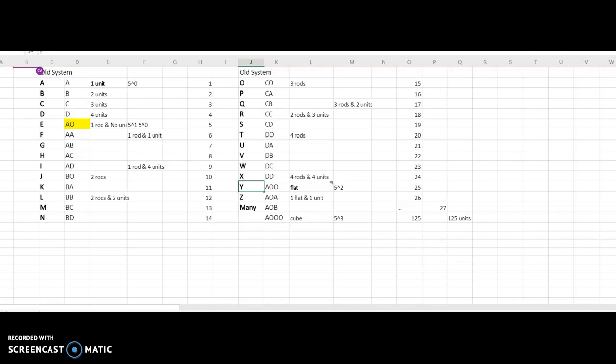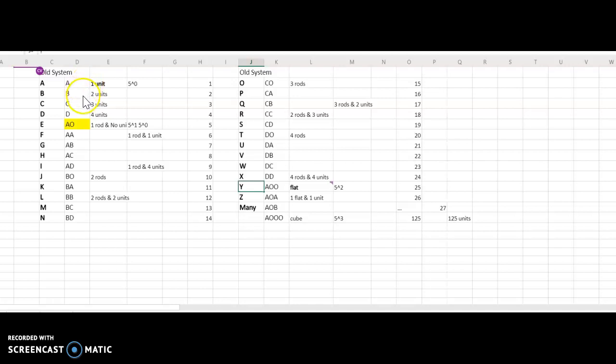We understand that you were left with some artifacts from a mathematician, and we're going to use those artifacts to help you with a new number system. So your old number system, we have here counting A through Z and noting that anything beyond Z was many. The new number system we have noted here.